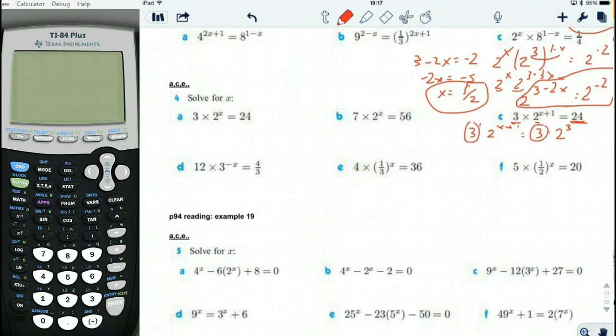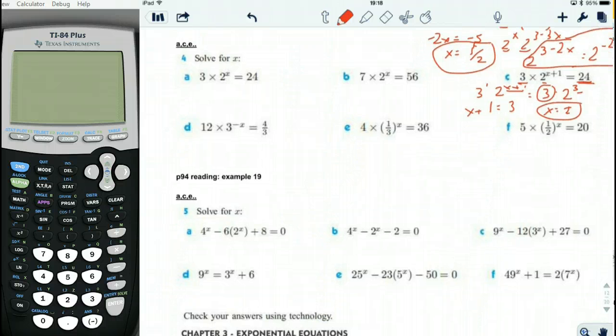Based on this, these 3's match up. That's fine. Now the x plus 1 here matches up with the 3, so it would be x plus 1 equals 3. X plus 1 equals 3, and this is a 2 here. So subtract 1 from both sides, and we get x equals 2.